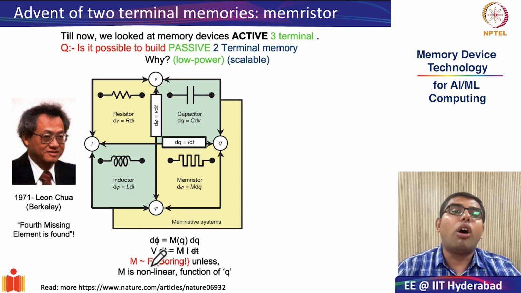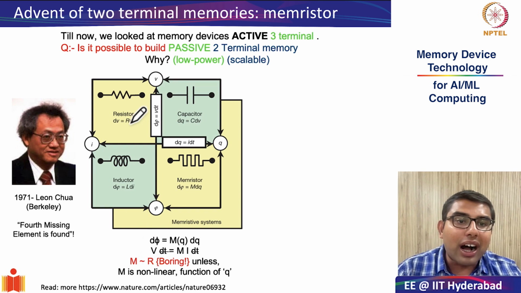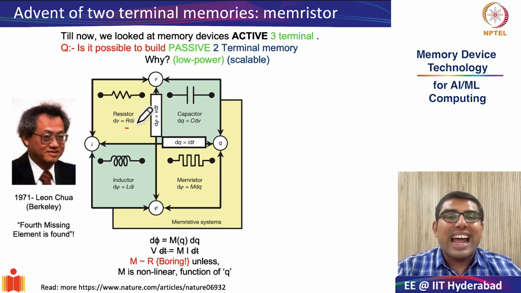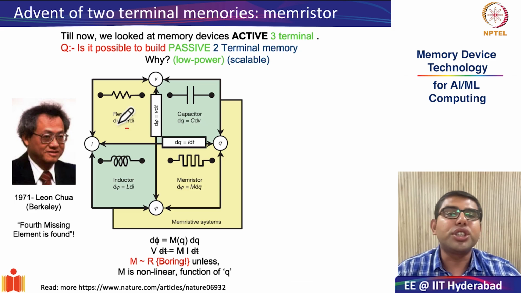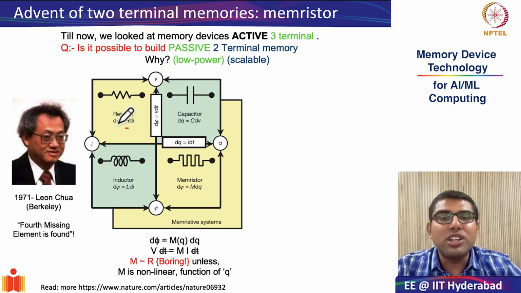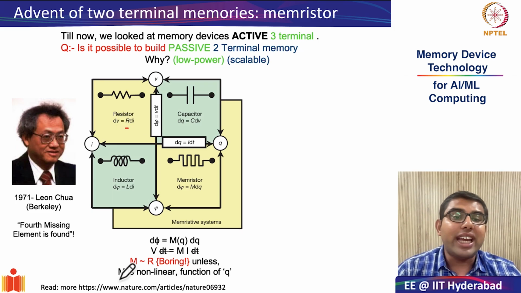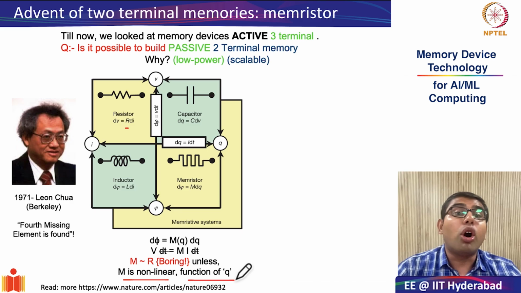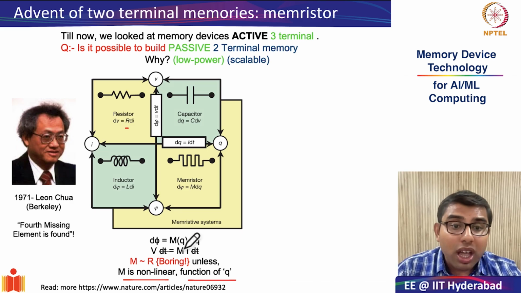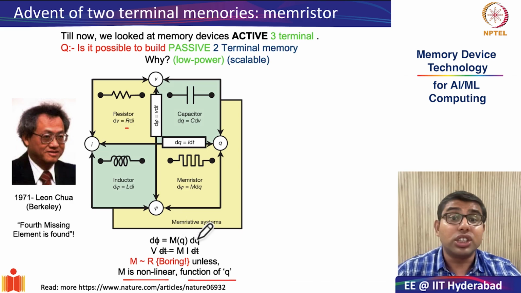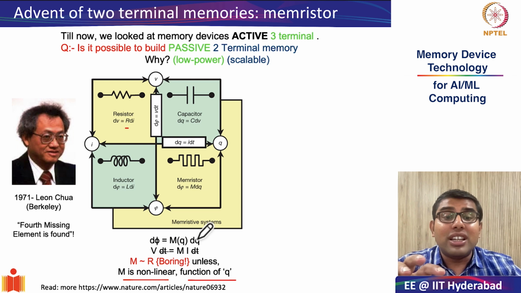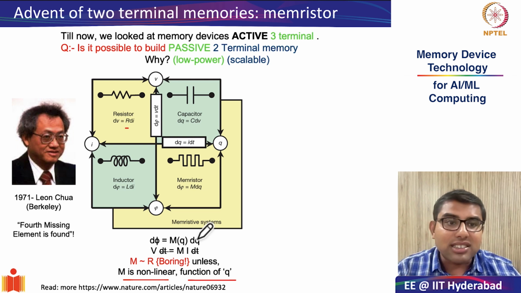Now, just like an ordinary resistor, if the value of R was constant and not changing as a function of V or I, this would be simple and boring. A memristor would be a boring resistor. But what makes memristors very interesting is that the value of this M is not just nonlinear, it also becomes a function of charge. So M becomes a function of charge. And we will study more about this in the next slide.